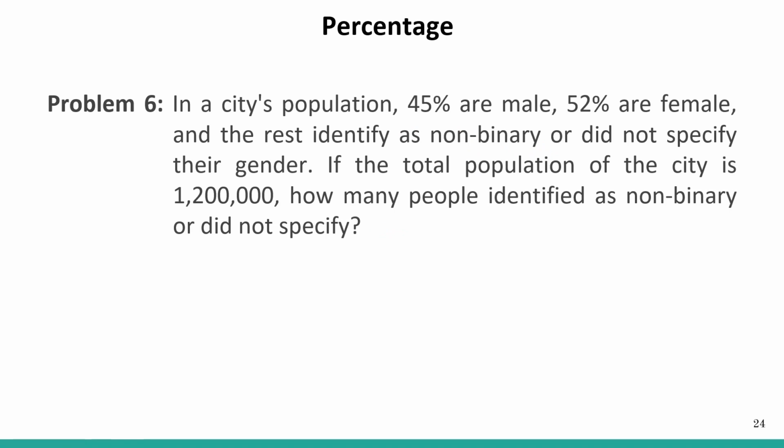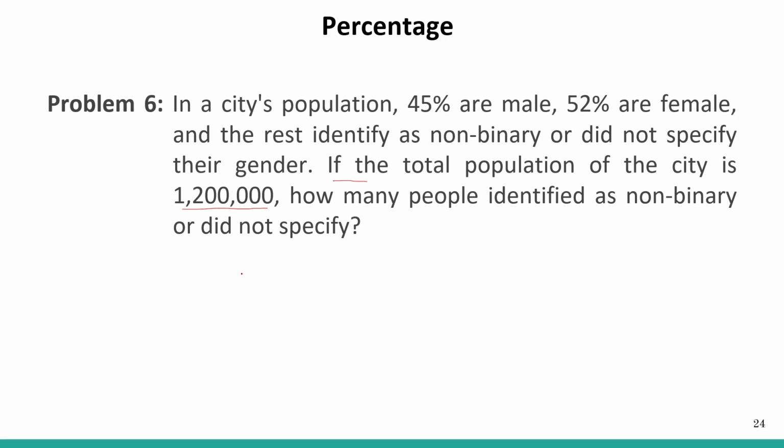So in a city's population, 45% are male, 52% are female, and the rest identify as non-binary or did not specify their gender. So if the total population of the city is 12 lakh, how many people identified as non-binary or did not specify?